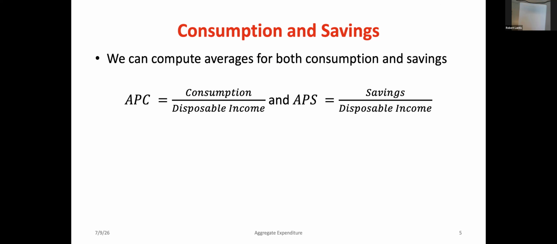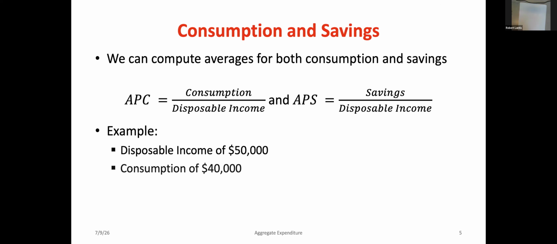So we can calculate the average propensity to consume, or the APC. That's the ratio of my income that I'm consuming in products. And then the APS, or average propensity to save, is my savings divided by that amount of disposable income. Let's use an example with some easy numbers. If I've got disposable income of $50,000, I'm spending $40,000 on consumption, and I'm putting $10,000 aside, the averages should be relatively easy to calculate.